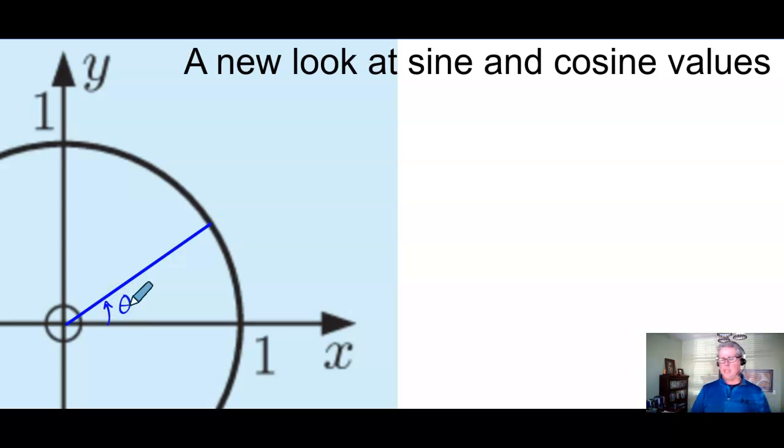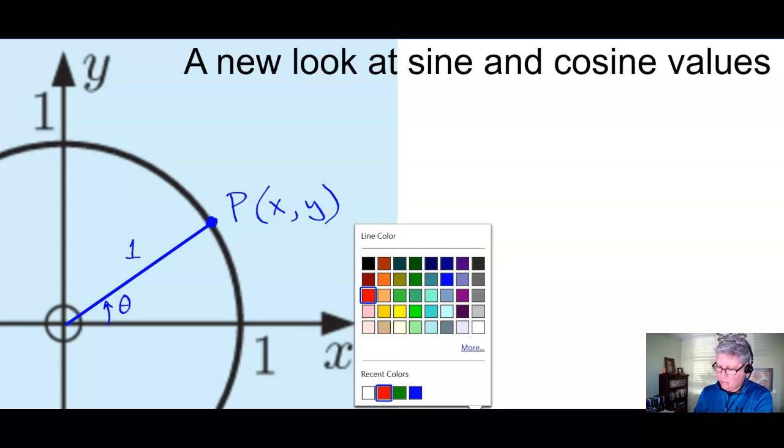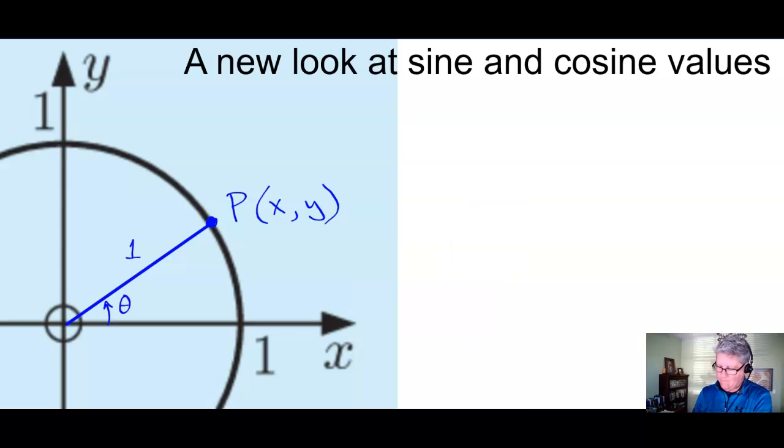Okay, what's cool about this is we know it's a unit circle, so we already know that this is equal to 1. That is the radius of the circle. I'm really interested in the coordinates of that point, and we can call it P, and we say that it has coordinates X and Y. Okay, let's go ahead and draw X and Y. So here's the X, and here's the Y.